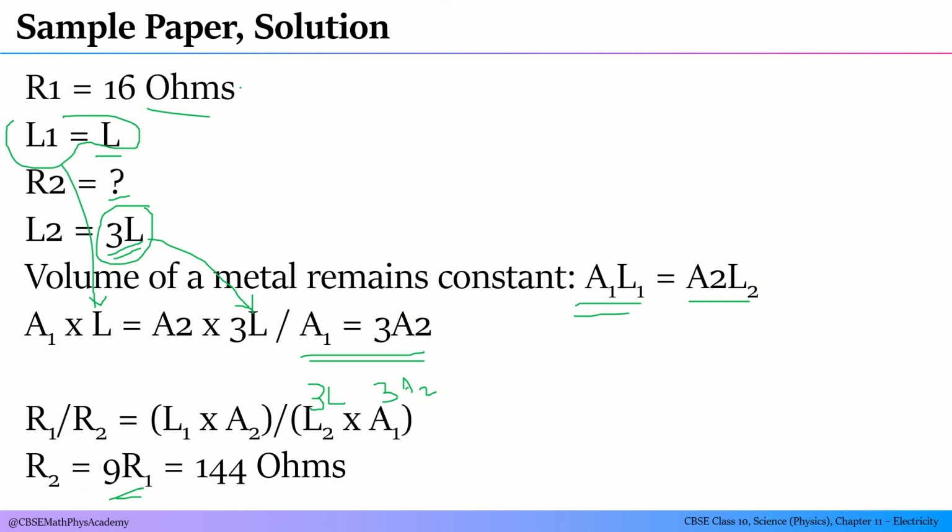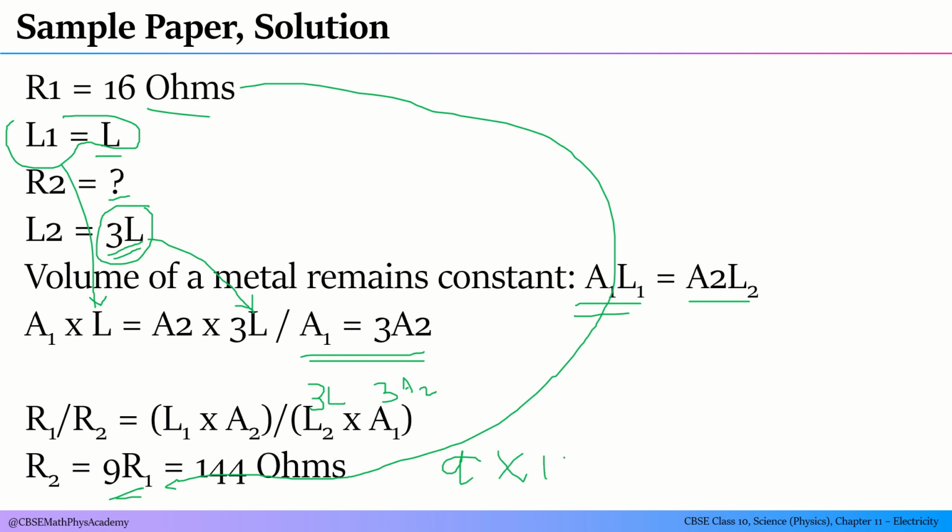R1 is 16 ohms, you know that. So you are going to substitute that here. 9 into 16 gives you 144 ohms. So that is the answer.